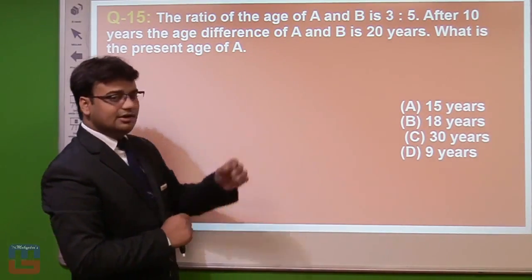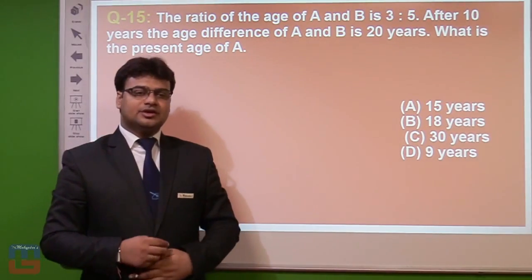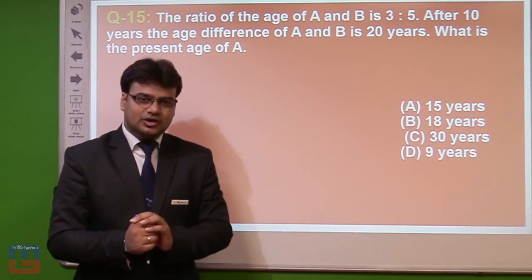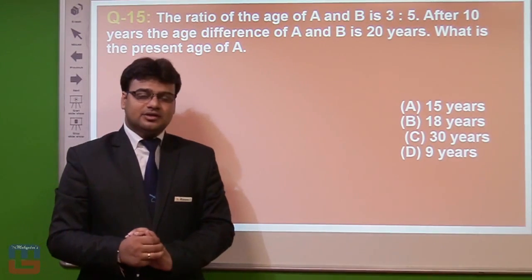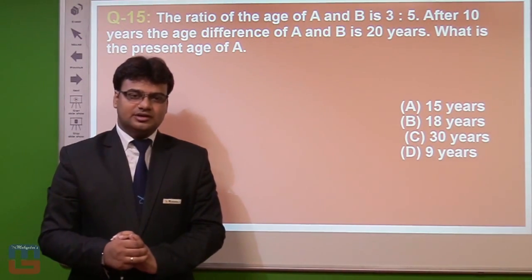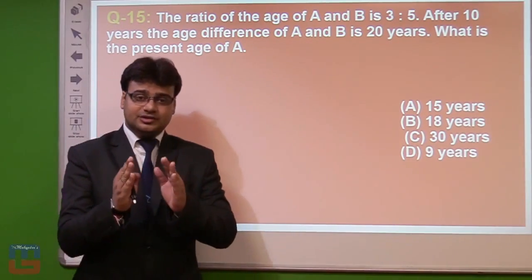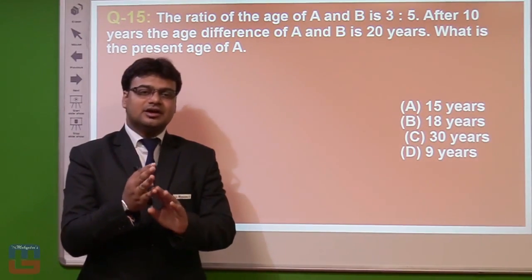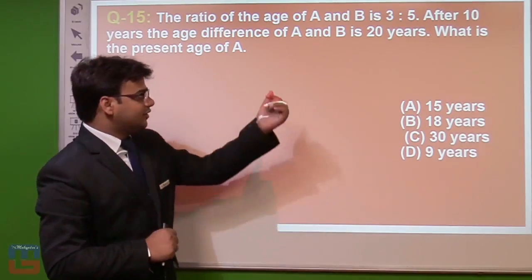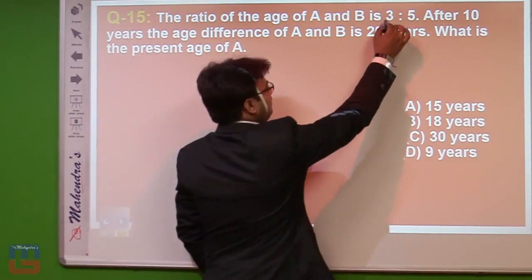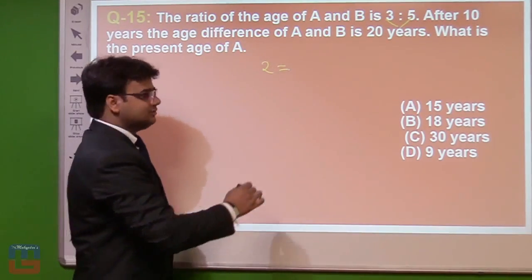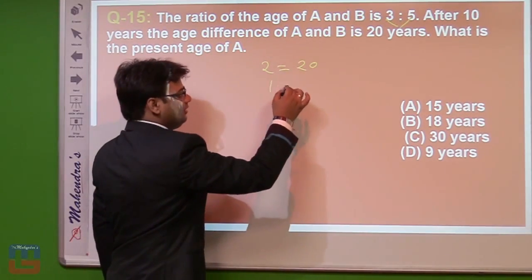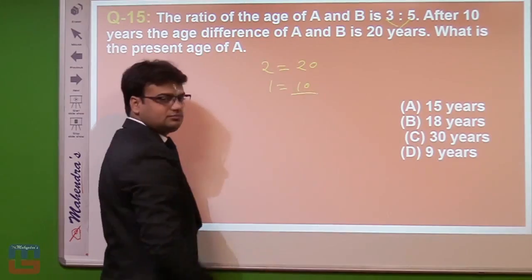So here the question is: the ratio of the ages of A and B is 3:5. After 10 years, the difference between A and B is 20 years. That means the present difference is also 20 years. The difference in the ratio at present is how much? 3:5, that is 2, and 2 corresponds to 20 years. That means 1 is equal to 10 years.